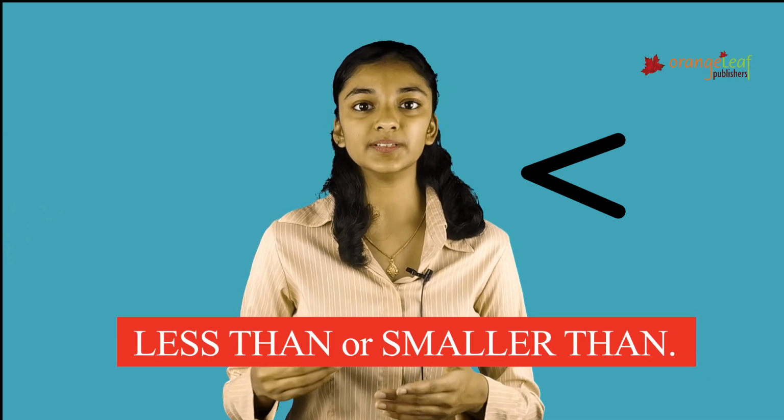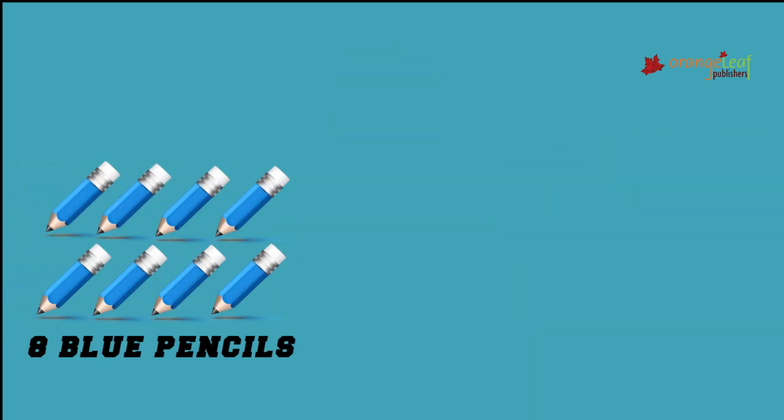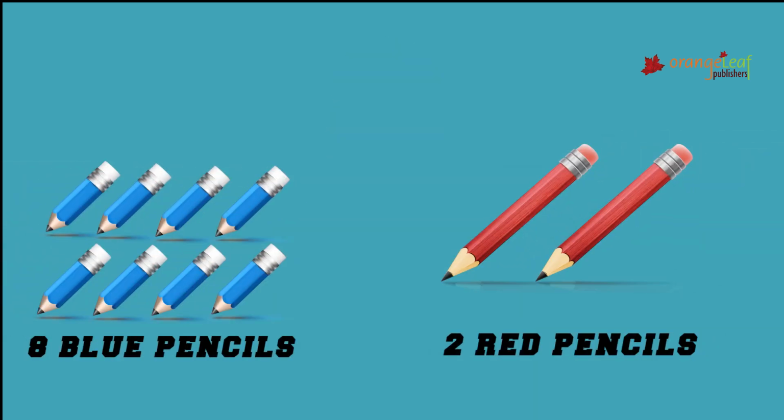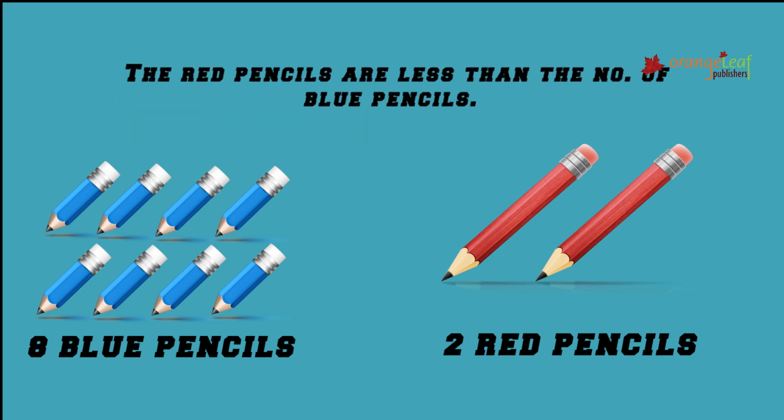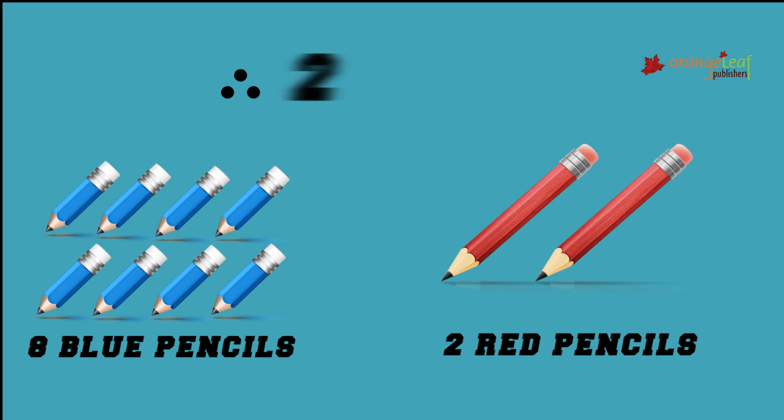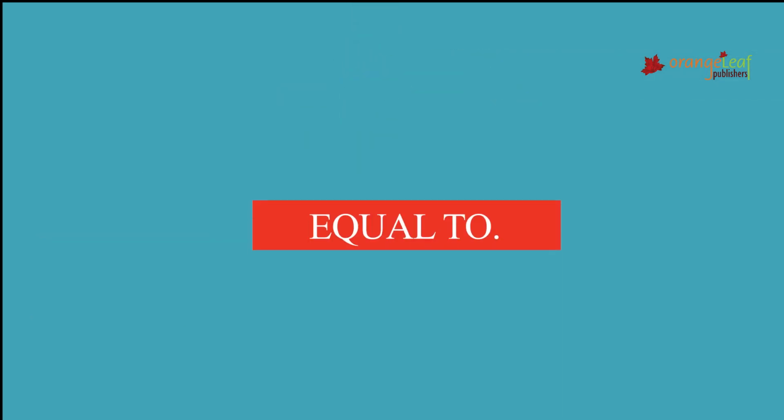Less means fewer. We also use this sign to denote fewer numbers. We can also read it as less than or smaller than. For example, there are 8 blue pencils and 2 red pencils. The red pencils are less than the number of blue pencils. Hence, we write 2 less than 8.